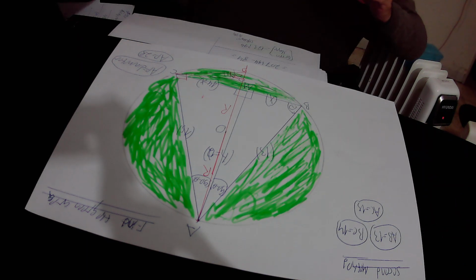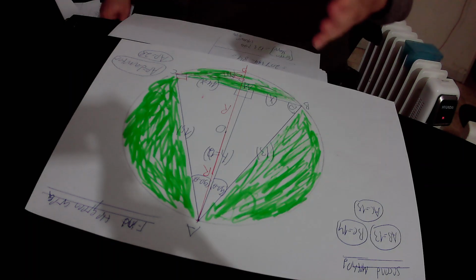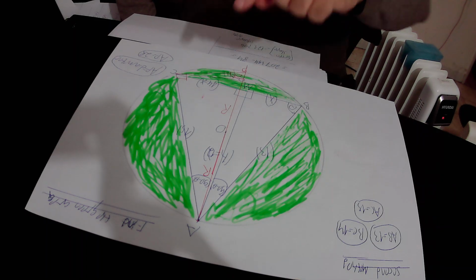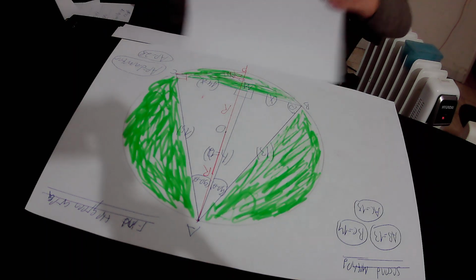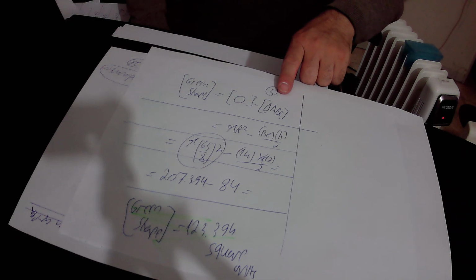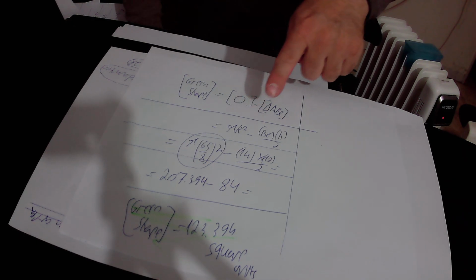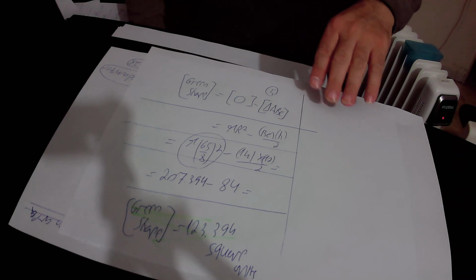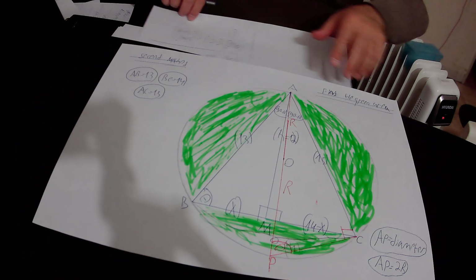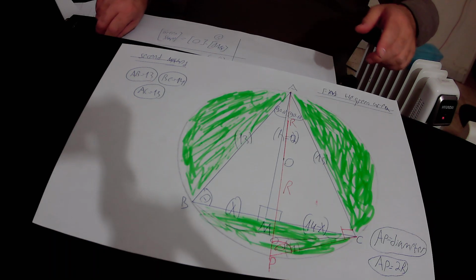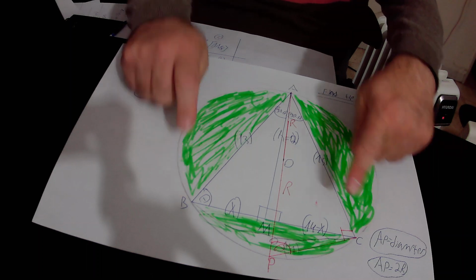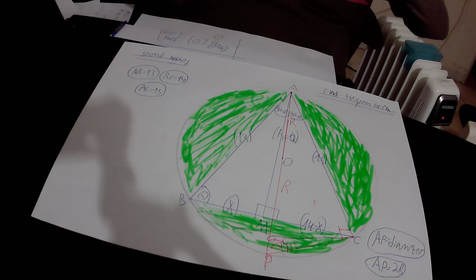And what is the area of the green shape? From the drawing it is very easy to see that the area of the green shape equals the area of the circle minus the area of triangle ABC. The area of the circle is pi r square, and the area of triangle ABC, from the drawing it is very easy to see, equals the base of the triangle that is BC times the height to the base that is H over 2.